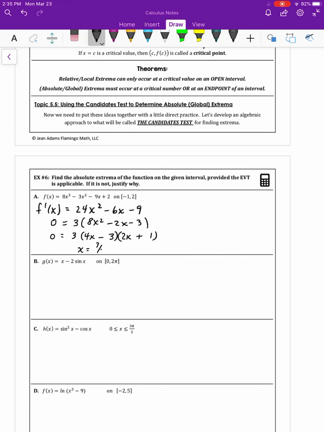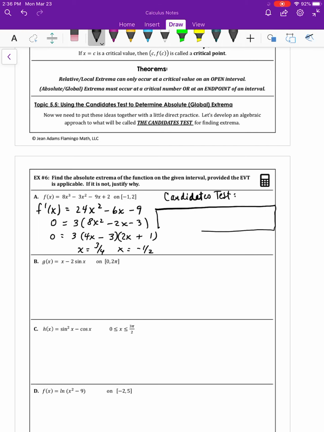And so using my zero product property, I get that x equals 3/4 would make it 0, and x equals negative 1/2 would make it 0. So these are called my critical points. And so now I'm going to do something called the candidates test. When we do the candidates test, you basically just make a little box and you're going to look at x and f of x for certain values, okay?